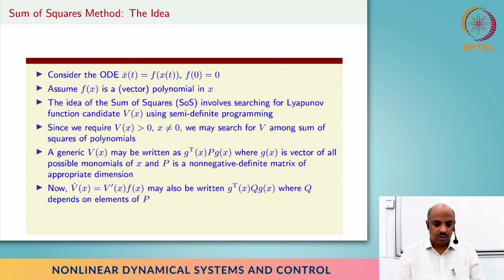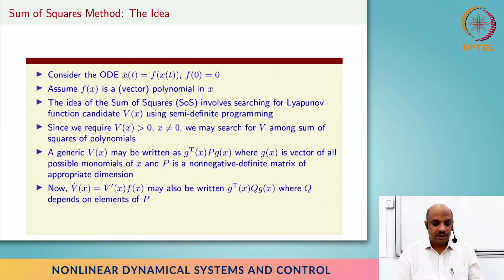So g of x is a fixed quantity, so to speak. P is what we are looking for, where P has to be non-negative definite, and Q, which depends on P and other fixed numbers coming from f, also has to satisfy Q less than or equal to 0. P has to be non-negative definite and Q has to be non-positive definite. If both are satisfied and we can find such a P, then we have a Lyapunov function, so to speak.